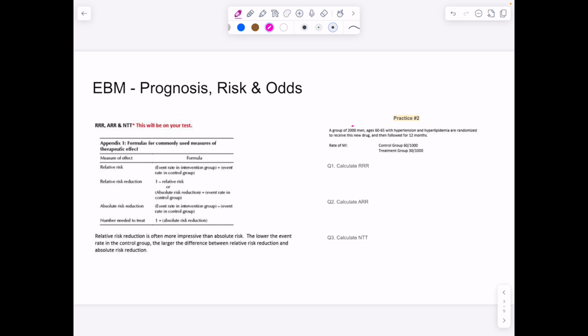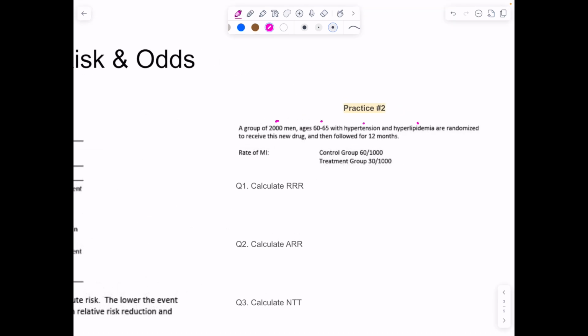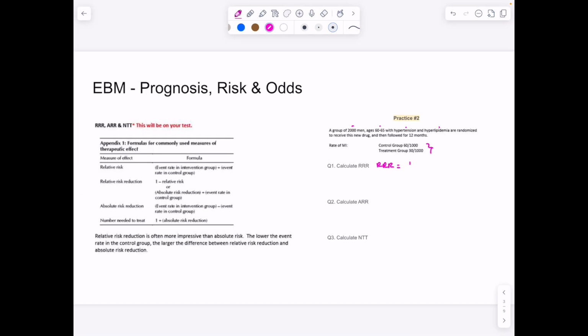Okay, so here's just another example. A group of 2,000 men aged 60 to 75 with hypertension and hyperlipidemia are randomized to receive a new drug, and then followed. Here's our results. So relative risk reduction is 1 minus relative risk. We know relative risk is the event rate of the treatment group divided by the event rate of the control group. This ends up being 1 over 2, so 50%.